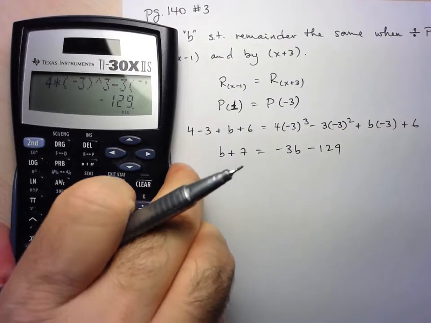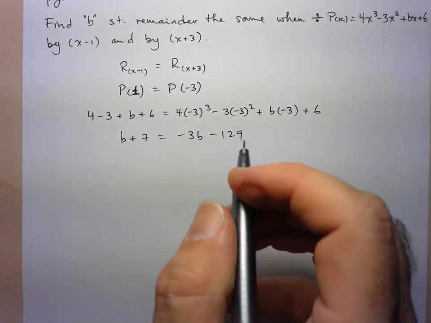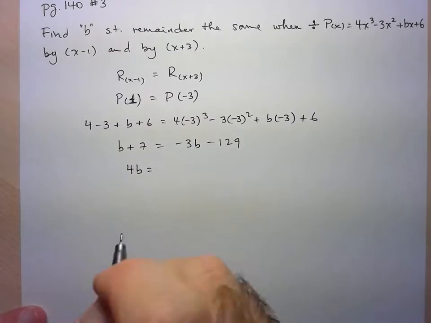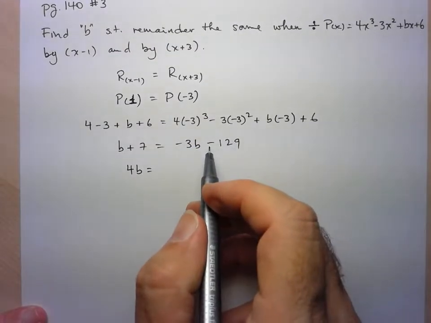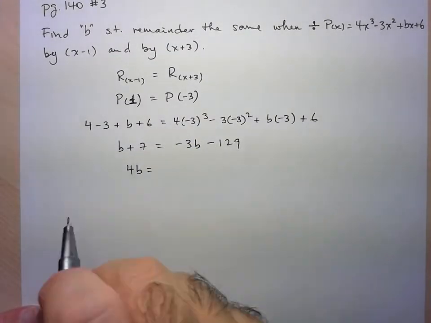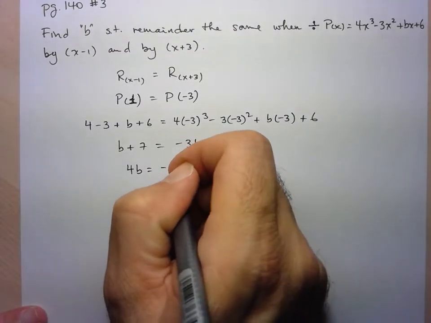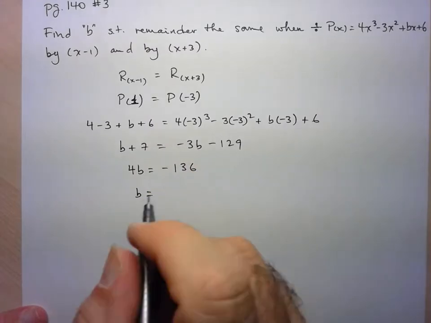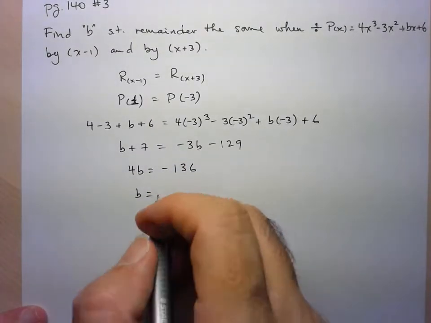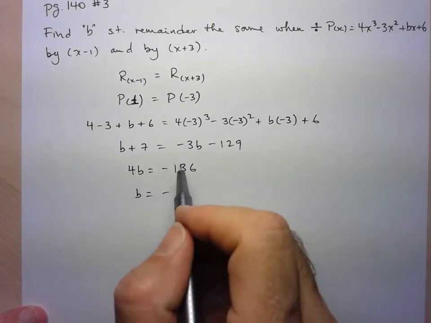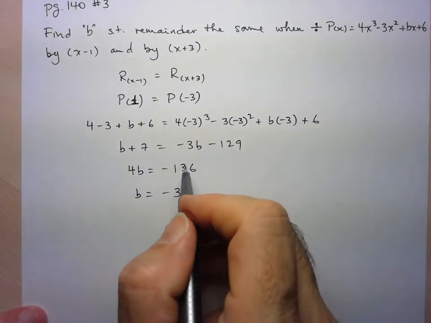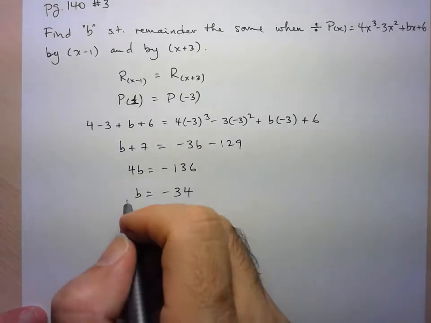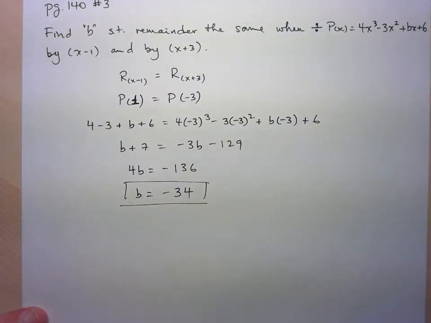Okay, and now we've got a pretty easy equation to solve here. So what do we have? We'll bring the -3b to the other side, so 4b is equal to, and -129 minus 7 is going to be -136. Okay, and so now just divide by 4. I think this I can do in my head, so that'll be -13. So 4 goes in 13 3 times. I'm left with 16. 4 goes into 16 4 times, and there we go. b has to be equal to -34.